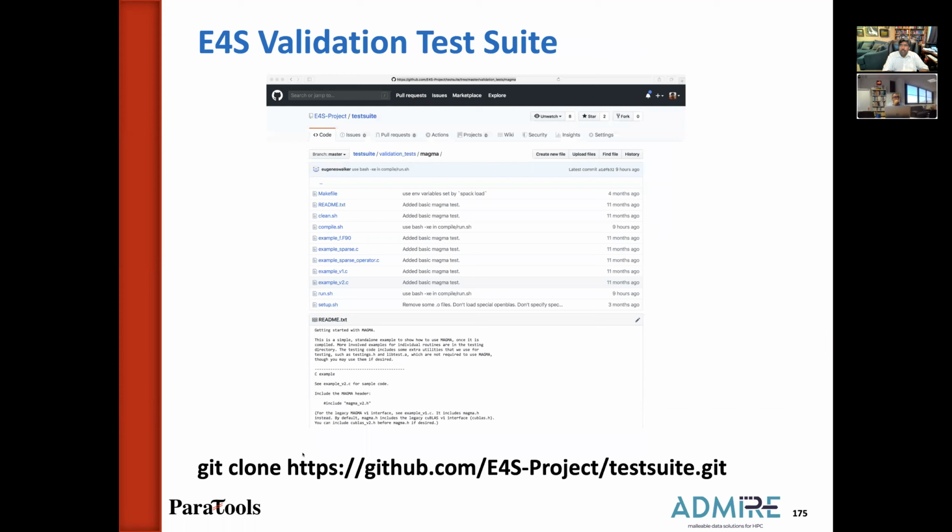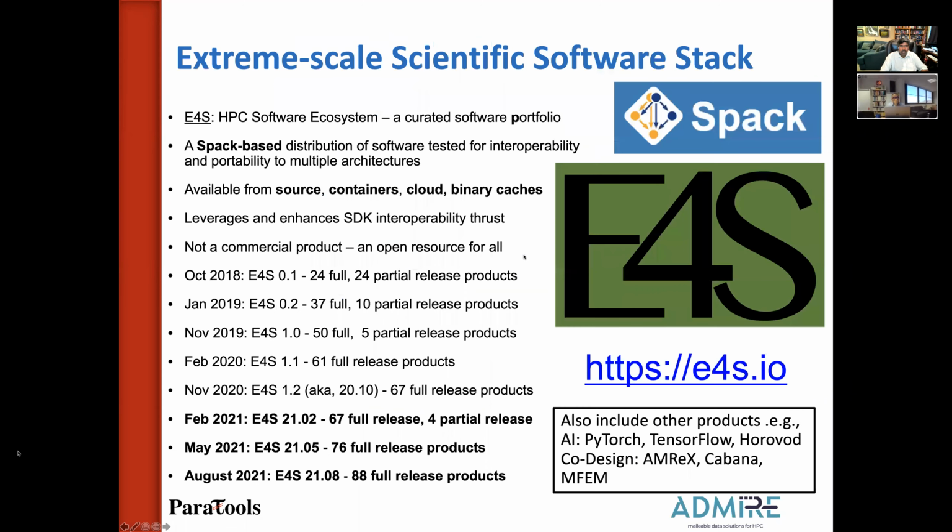Now, it's important to not just compile the code and install it, but it's also important to verify that you are able to run the code and then generate results that look okay. So we have scripts such as setup.sh, compile.sh, clean.sh, run.sh in each directory for the validation test suite. And here is the directory for MAGMA, one of the libraries that E4S supports.